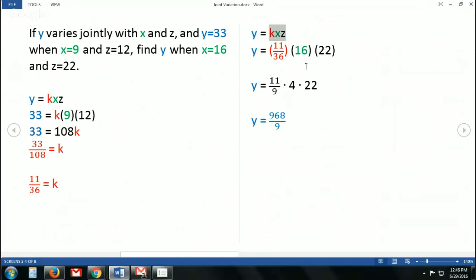Now when I go to multiply these things, notice that the 36 here and the 16 there are both divisible by 4. So we can do a little bit of canceling here from the denominator that we have here to the numerator that is there. 4 goes into 36 and leaves 9. 4 goes into 16 and leaves 4. Now if we just multiply 11 times 4 times 22, 11 times 4 is 44, times 22 would be 968 over 9. That gives us our answer. Y is 968 over 9.